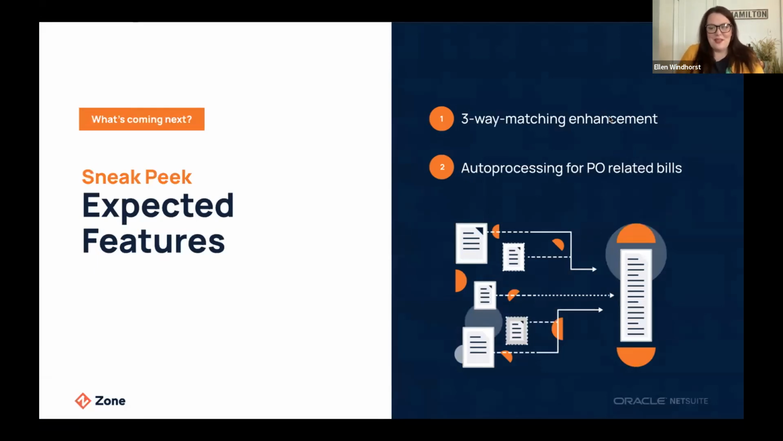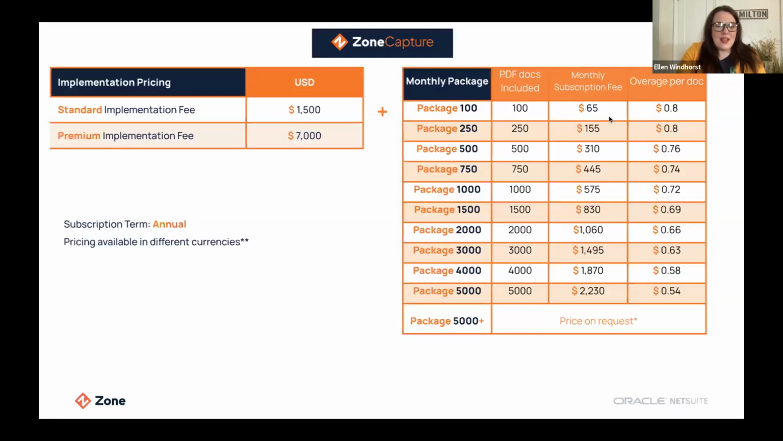Our development team has been working hard on some of the most highly requested features, and they are going to be coming soon, and we are so excited for that webinar in the future. And those enhancements are going to be the 3-way match and auto processing for purchase-related bills. I know some of you on this call today have been asking for that, so it is good to know that we are on it. That is on our roadmap, and it is a priority to us. So shout out to our development team. You guys are rock stars, and we're excited to see what's to come.